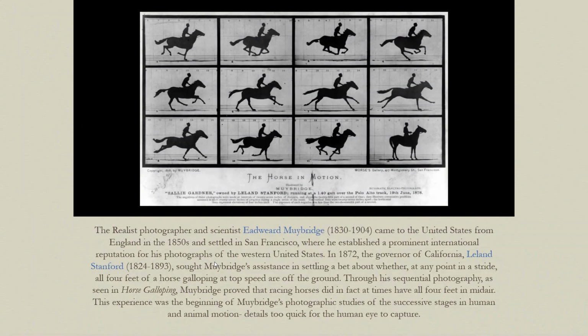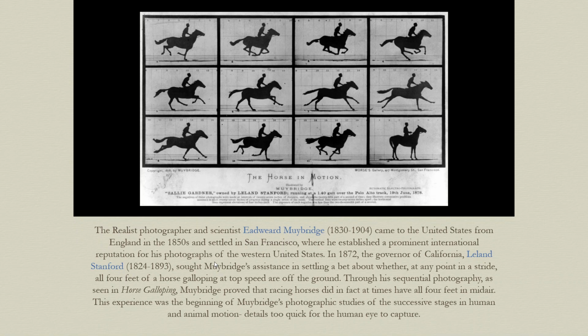Okay, the next required image we have is called The Horse in Motion by Edward Muybridge. So the realist photographer and scientist Edward Muybridge came to the US from England, where he established a prominent international reputation for his photographs of the western United States. In 1872, the governor of California sought Muybridge's assistance in settling a bet about whether at any time in a stride, all 4 feet of a galloping horse are off the ground.